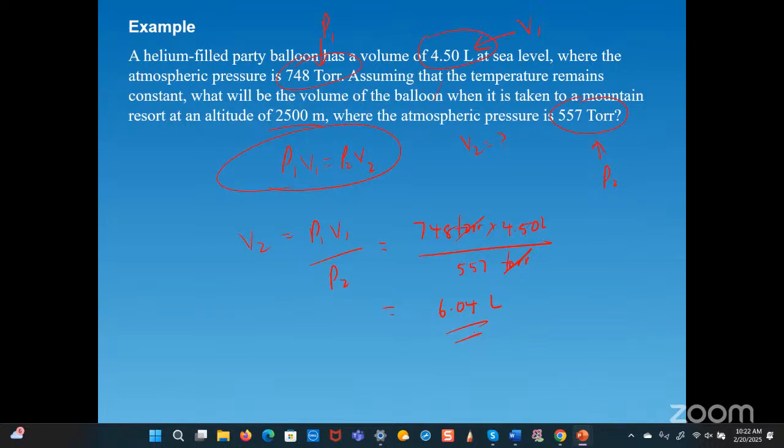Now, let me just say this. When using this equation, it does not matter what the units are for pressure or volume, as long as they're the same on both sides. So P1 and P2 could be in atmospheres, millimeters mercury, or pascals, it doesn't matter, as long as P1 and P2 are the same units. The same is true for volume, V1 and V2. They could be liters, milliliters, gallons, it doesn't matter.